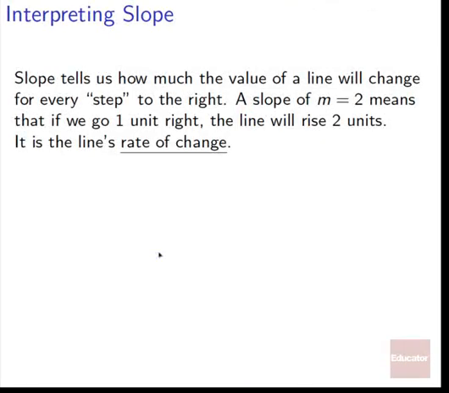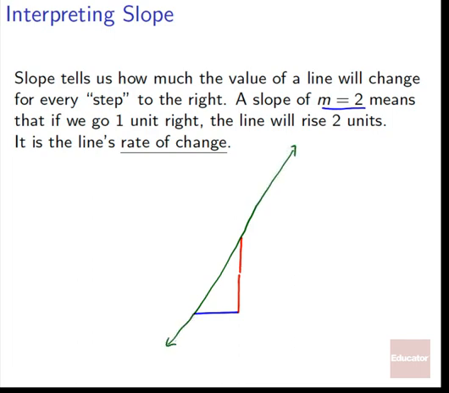Great. Being able to understand what we're doing with slope, though, requires being able to interpret it on an intuitive basis. We want to know what to immediately imagine when we are talking about something that has a slope of 50, right? So slope tells us how much the value of a line changes for every step to the right. If we have a slope of m equals 2, then if we take one step to the right, we will go up 2 steps. So our line will wind up looking like this, right?